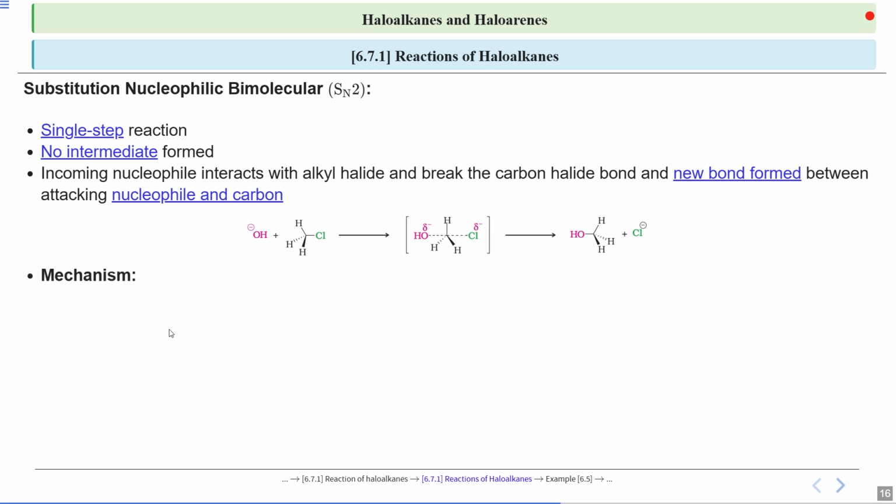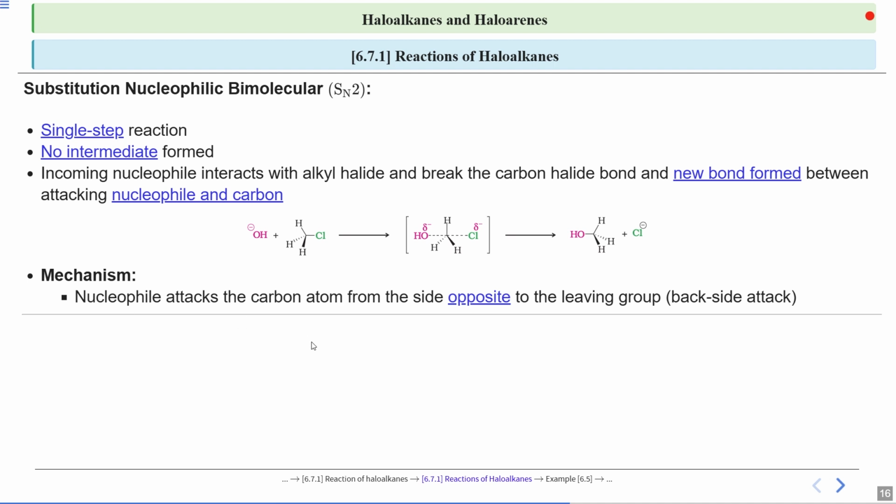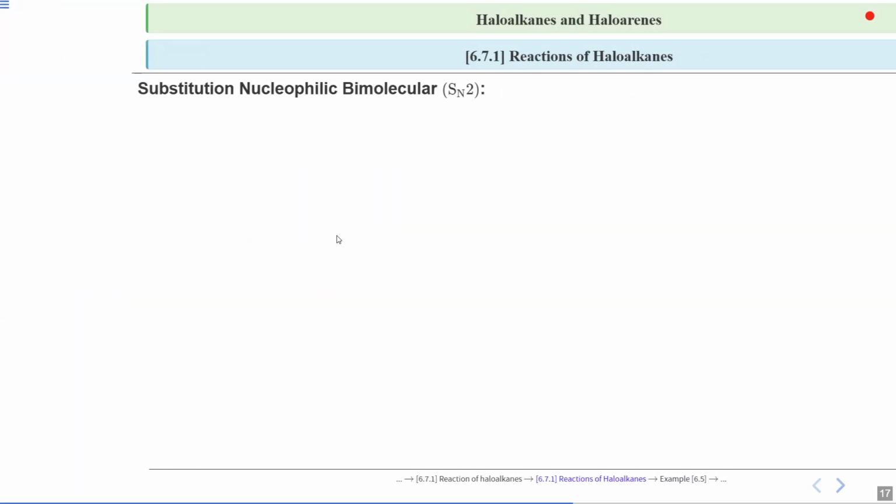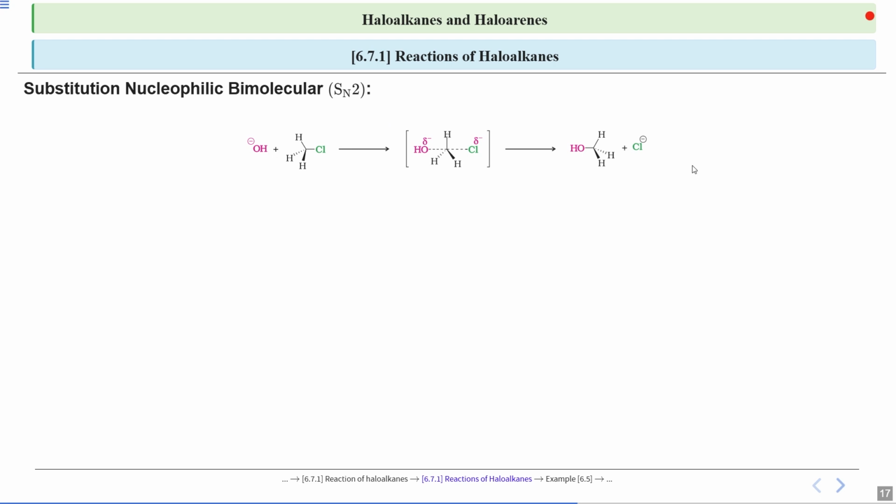So what is the mechanism of SN2? The nucleophile attacks the carbon atom from the side opposite to the leaving group. At the side where the leaving group is present, the nucleophile attacks from the opposite side. So the backside attack is happening in the mechanism of the SN2 reaction. The nucleophile attacks this carbon from the back side, from the opposite side of the halide already bonded to the carbon.